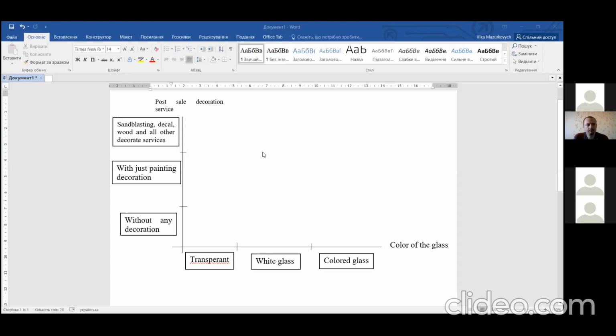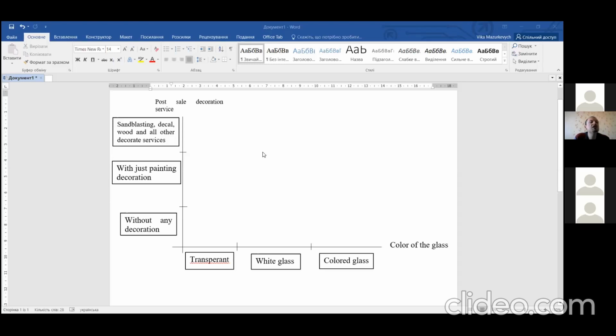I will introduce it in this picture. But generally you can add something, you can add the fourth group. For example, the first could be without decoration, the second will be just with painting, the third will be with wood and all decorating services.